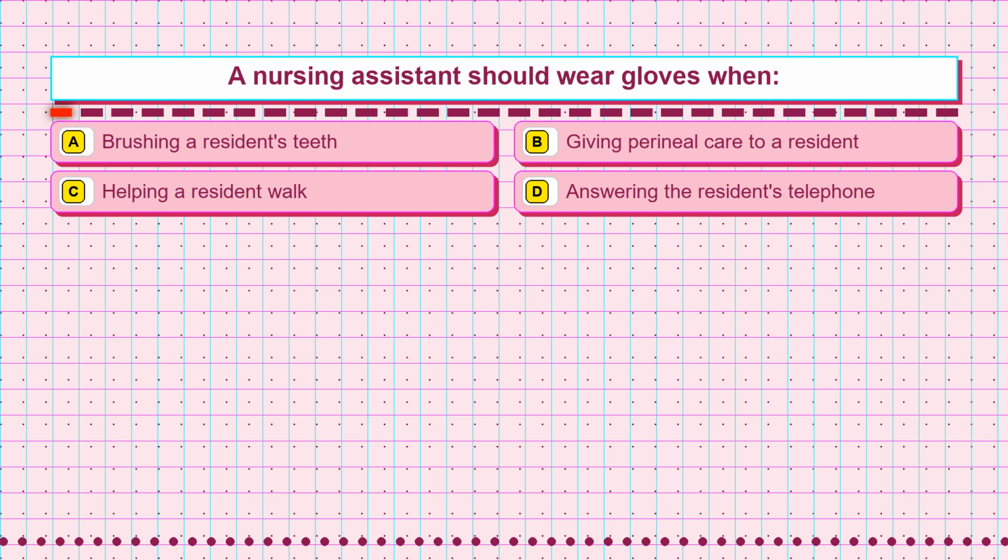Question 70. A nursing assistant should wear gloves when: Option A, brushing a resident's teeth. Option B, giving perineal care to a resident. Option C, helping a resident walk. Option D, answering the resident's telephone.